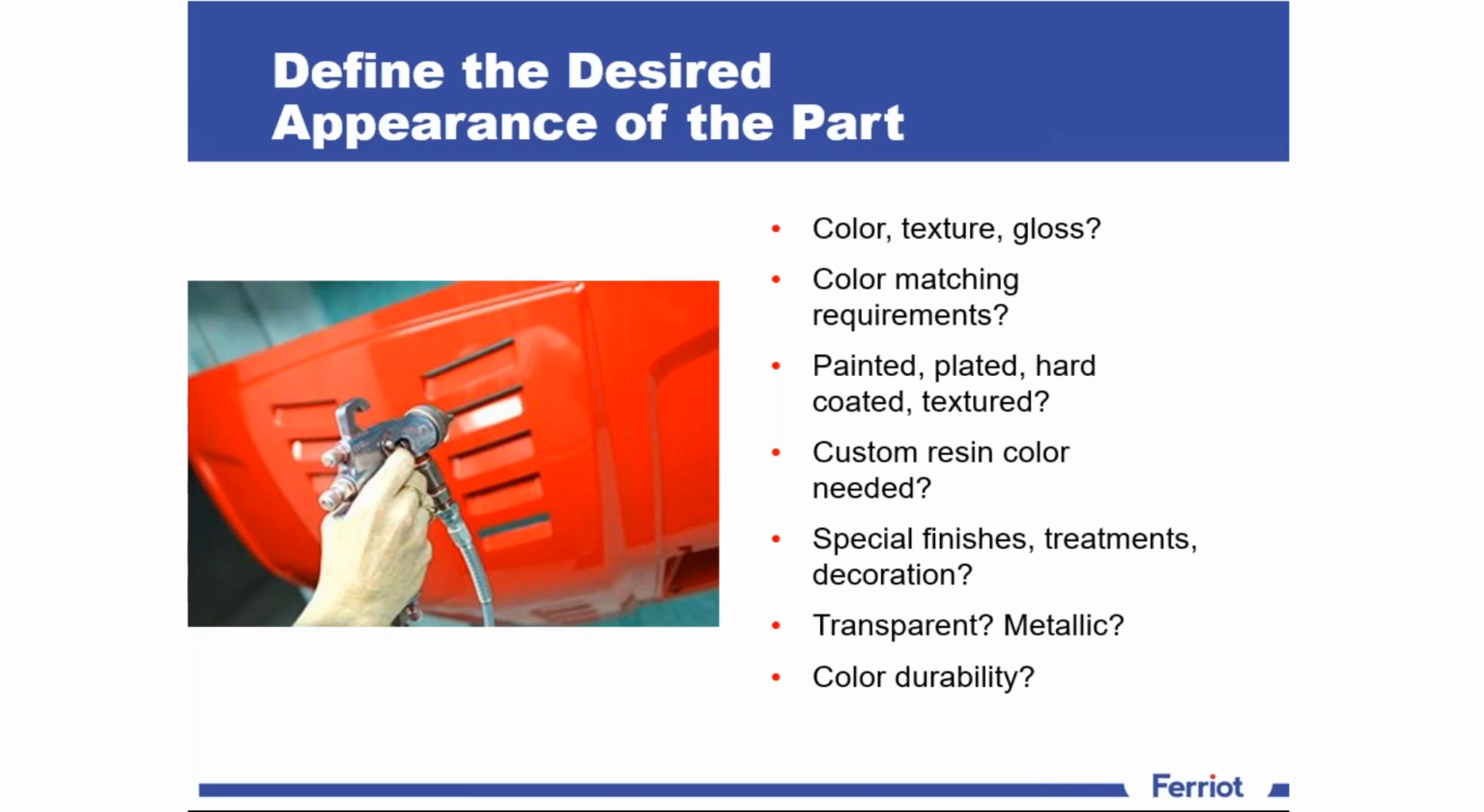Other special finishes, treatments, decorations, lettering, are they required? Markings, logos, warnings, instructions, and control labels. If you need a transparent part, the range of resin options is greatly reduced. The required finish for your parts plays a role too. Metallic finishes can require painting, in-mold decoration, or vacuum metallization.